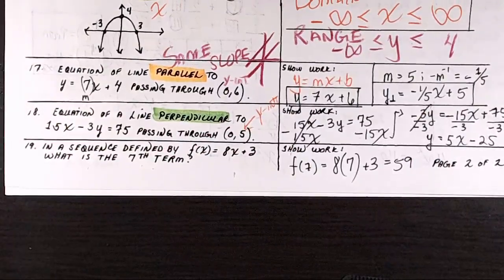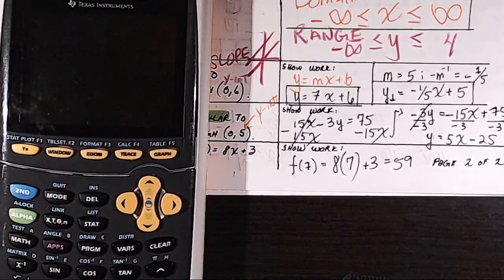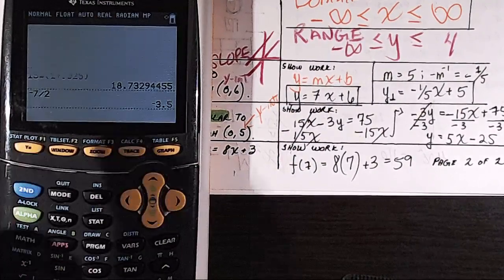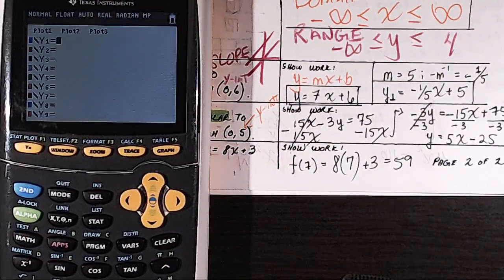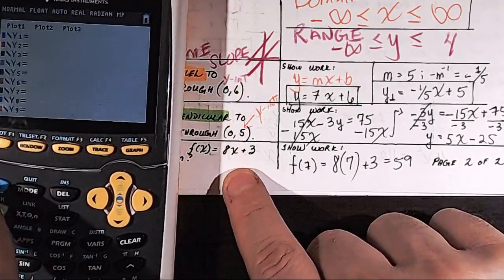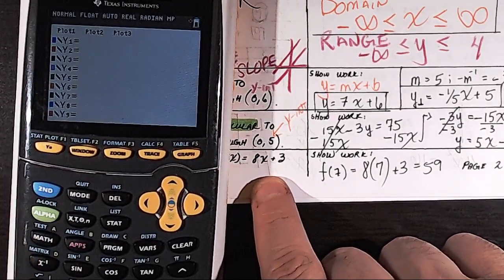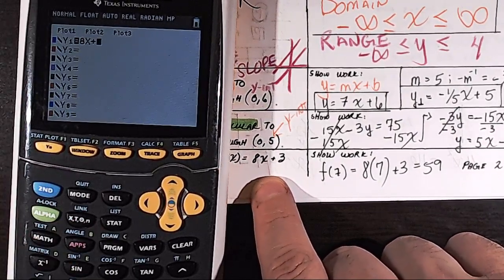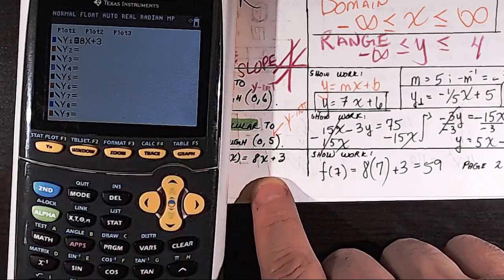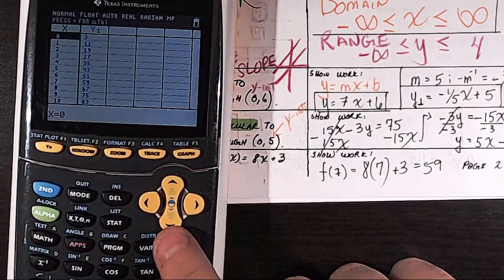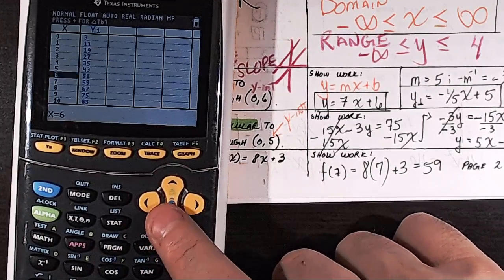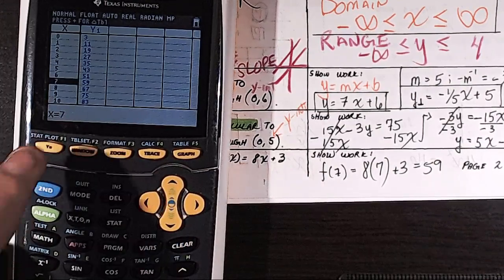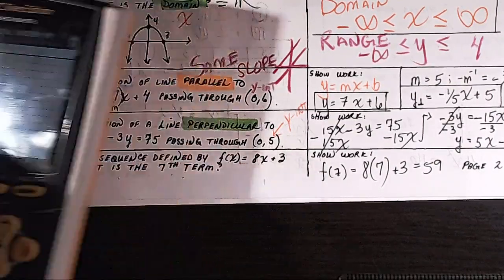Now, if you didn't know how to do that, you could just turn on your calculator and go to y equals, and then put this in, the function you're given, 8x plus 3. And then go to the graph, or the tables, and go down to where x is 7, and you'll see that y is 59. So that's how we know that one.